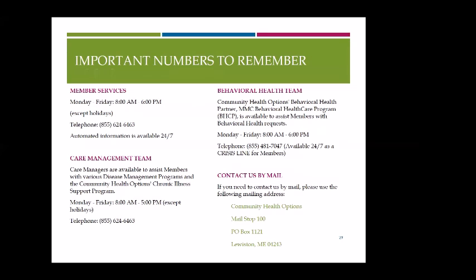Important numbers to remember. Our member services folks are available Monday through Friday, 8 a.m. to 6 p.m. That telephone number is toll-free, 855-624-6463. There is automated information available by calling that number 24/7. Our care management team, as I mentioned, are available to assist members with different disease management programs and the CISP program. The care management team also is accessed by calling the member services line at 855-624-6463. Care managers are available Monday through Friday, 8 a.m. to 5 p.m.